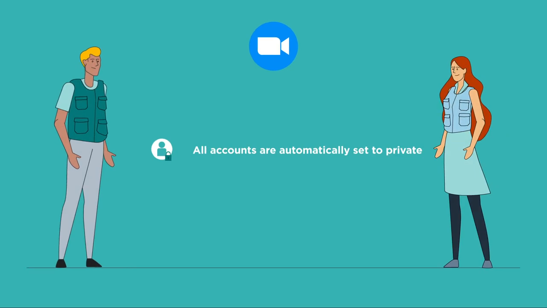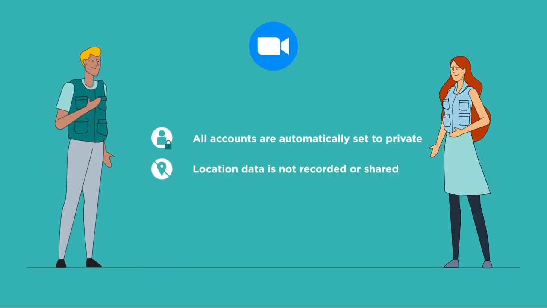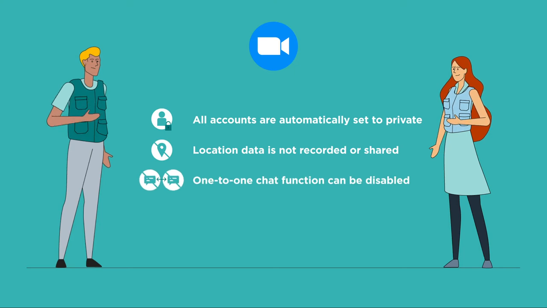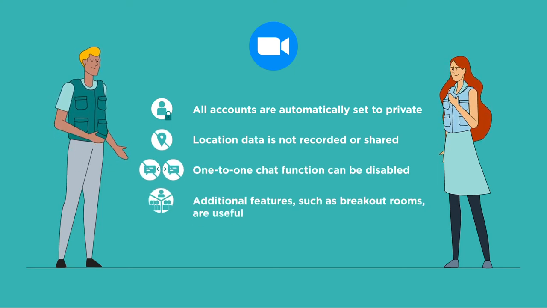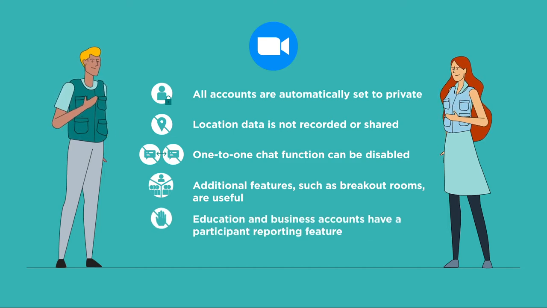Some of the advantages of choosing Zoom are that all accounts are automatically set to private, your location data is not recorded or shared, and the one-to-one chat function can be disabled. Additional features, such as breakout rooms, are useful for capacity building activities, and education and business accounts have a participant reporting feature, allowing you to report a participant for inappropriate behavior.